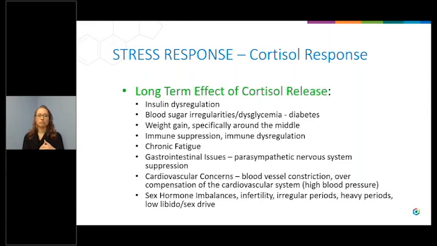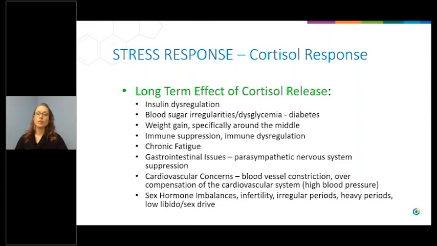So in a long-term state, it's still not doing its job because it's still trying to help you fight that stress. This can lead to blood sugar irregularities, dysglycemia, diabetes, weight gain because your body is not having a metabolic balance. This is where you can also get like weight gain around the middle, right? Like you have that release of cortisol. I call it little cortisol tire.